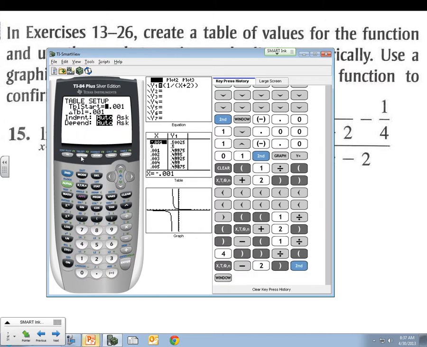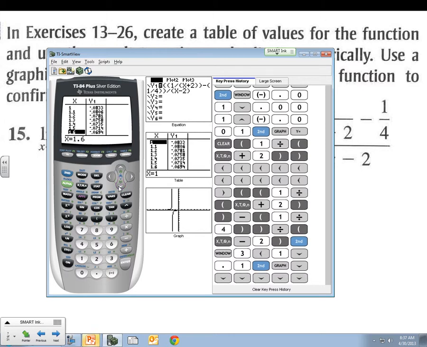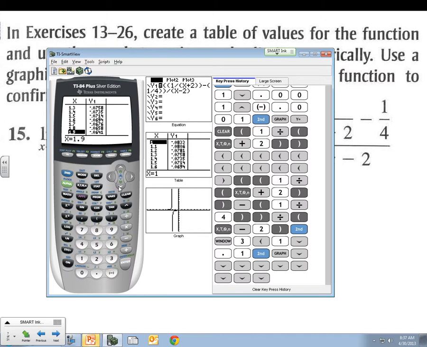Let's go into our table set, and we want this to approach 2. So I'm going to start with a number above 2, let's say 3. And let's actually start from the other end. I'm going to start with 1 so we can count up. And I'm going to count by point ones. So we'll start at 1, approach 2 from the negative direction. Let's take a look at what the table looks like. Alright, we start with negative 0.0833 as we approach, and we're getting closer to 2.